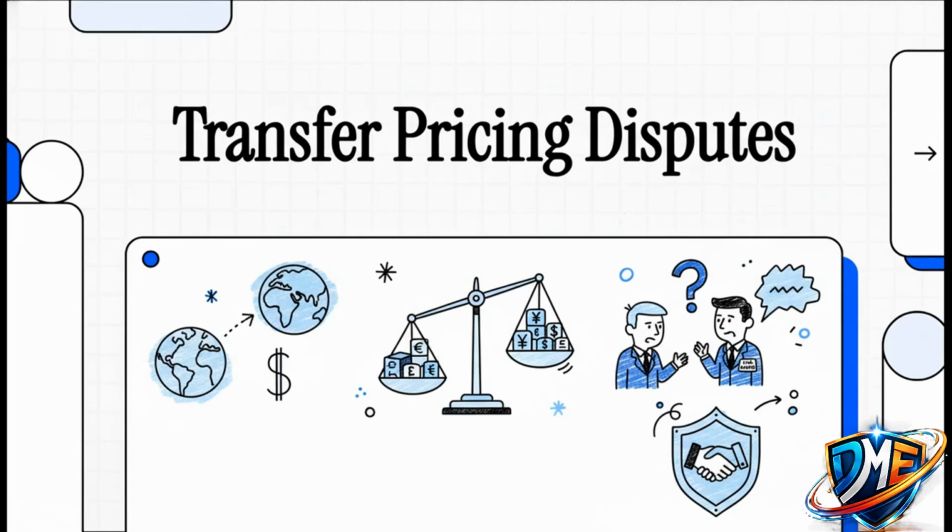Today, we are diving deep into the world of transfer pricing. When a multinational company's divisions trade with each other across borders, someone has to set the price. But what happens if tax authorities in two different countries disagree on that price? Well, things can get really messy and really expensive fast. The good news is there's a whole toolkit designed to prevent and solve these exact problems.